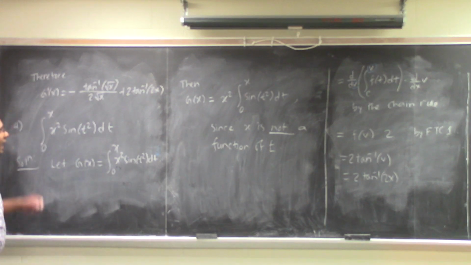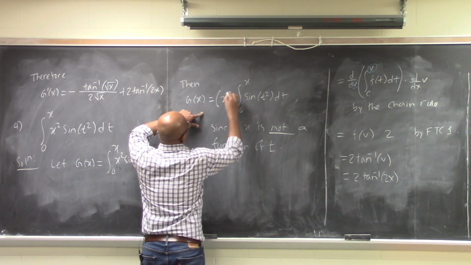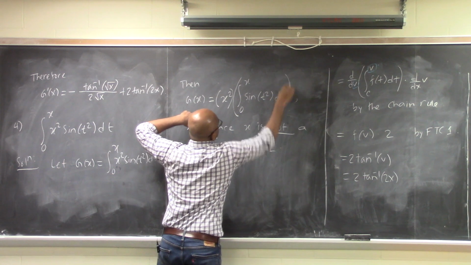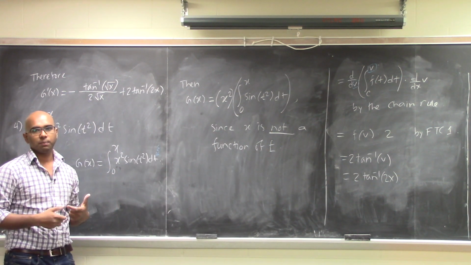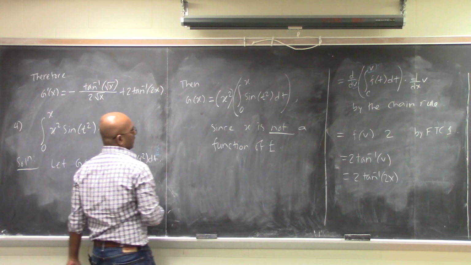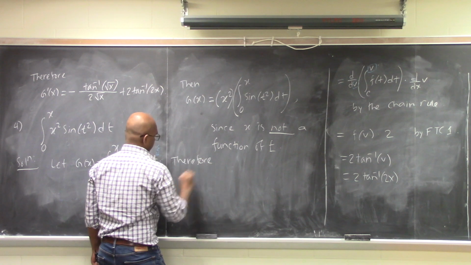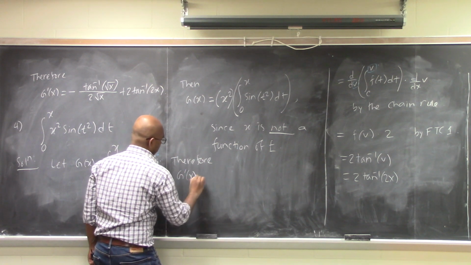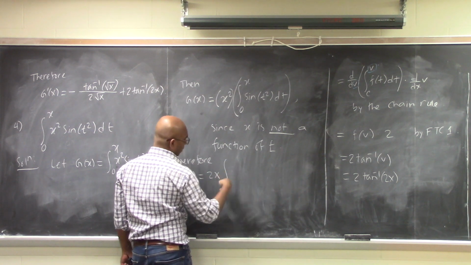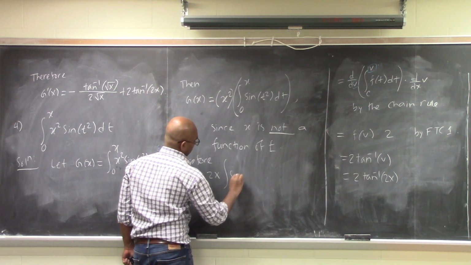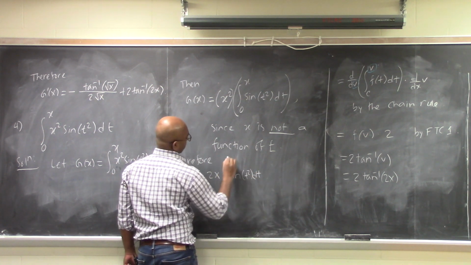Okay, and that means if I want to differentiate this, we have basically two functions. This is one and that is another. We have a product of two functions, so we have to use the product rule. Therefore, g prime of x. First I will differentiate x squared, that will give us 2x, and this part will remain as it is: the integral of sine of t squared dt from 0 to x.